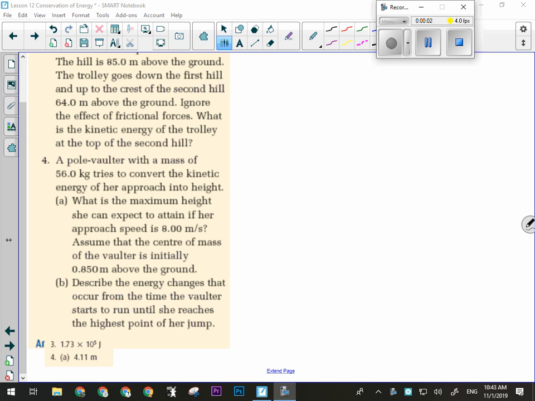All right, so we're going to look at the pole vaulter question here. We have a pole vaulter whose mass is 56 kilograms trying to convert kinetic energy of their approach into height. What's the maximum height they can expect to attain if her approach speed is 8 meters per second? On the ground, she has what kind of energy?